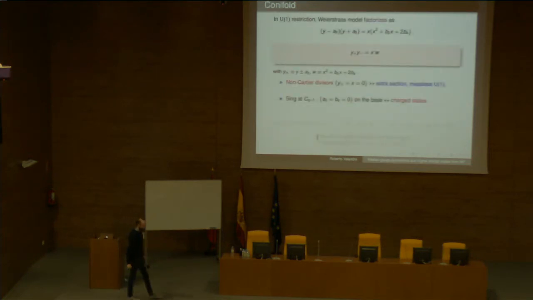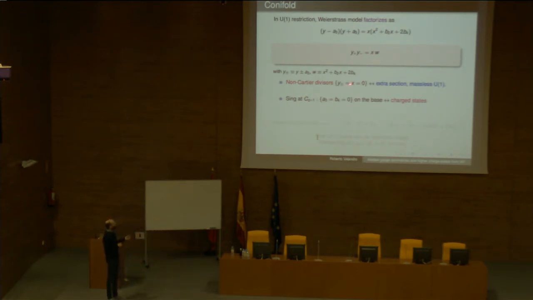Okay, so let's start from the conifold, from the U1 restriction. As I said, it takes this factorized form. I will simplify this by calling y plus and y minus these two factors, x and w this fourth factor. Now, this singular manifold has non-Cartier divisors. In this case, I show you two: y plus equal x equals 0, and the other, y minus equal x equals 0.